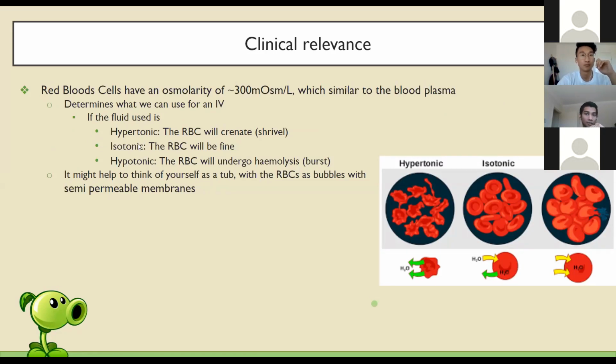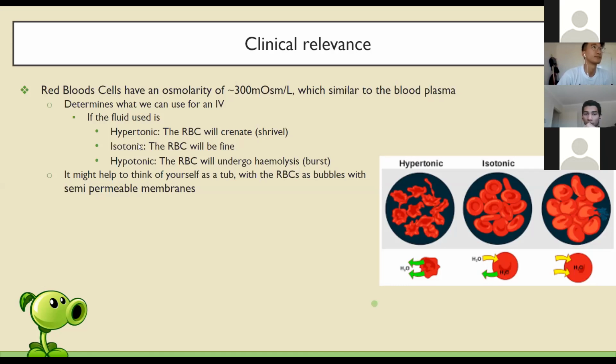Clinically, red blood cells have an osmolarity of about 300 milliosmoles per liter. Numbers may vary. Remember that number. It's one of the most important numbers. Memorize that number, you need to know it for everything. It's actually 298 or something, but just remember 300 and you'll be fine. It's important for this topic.